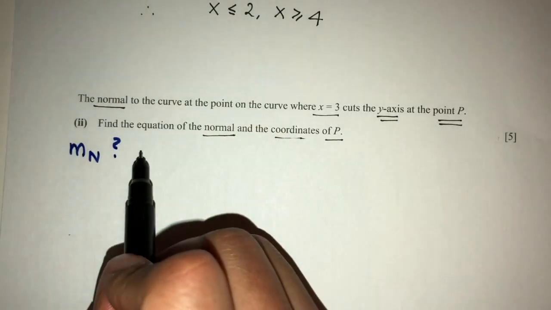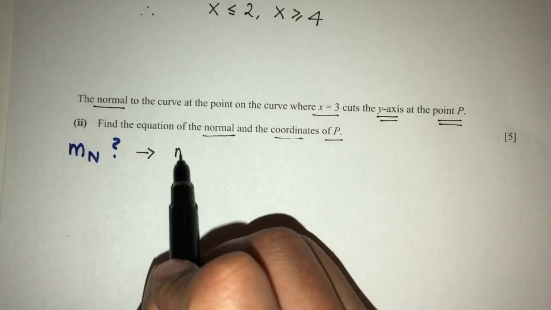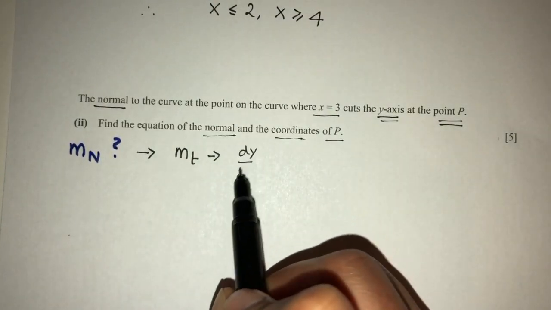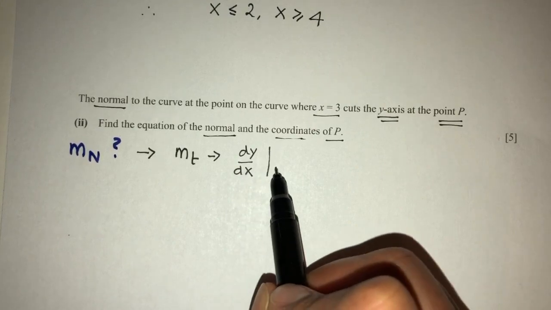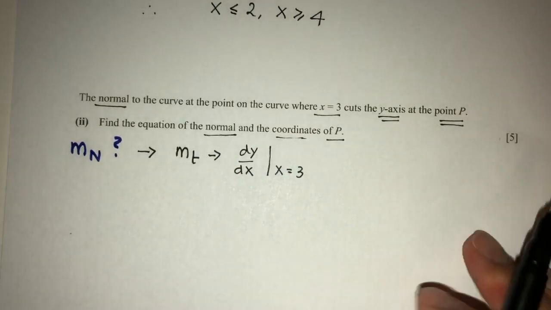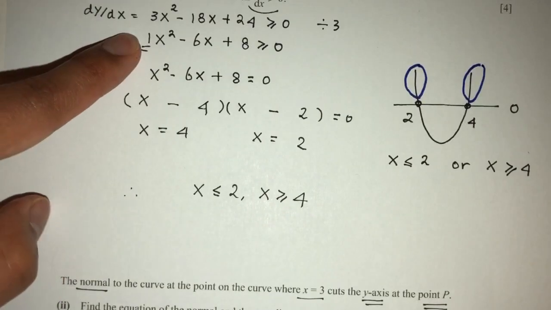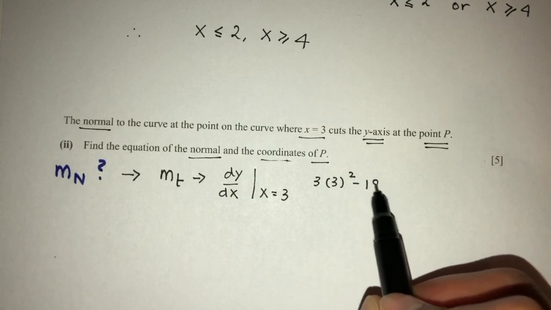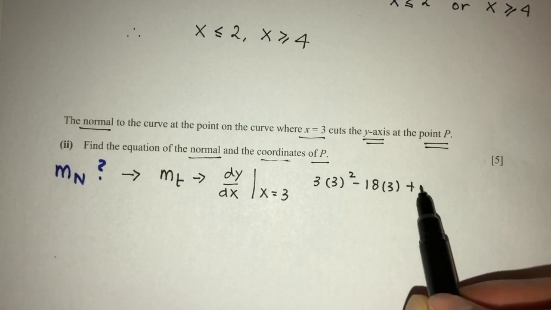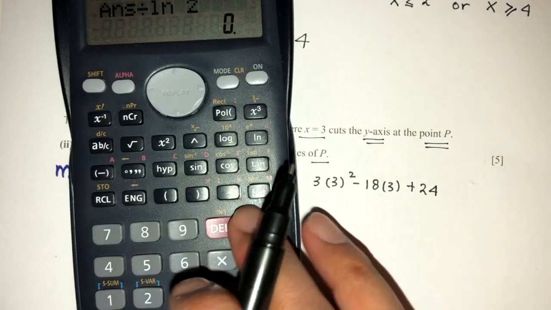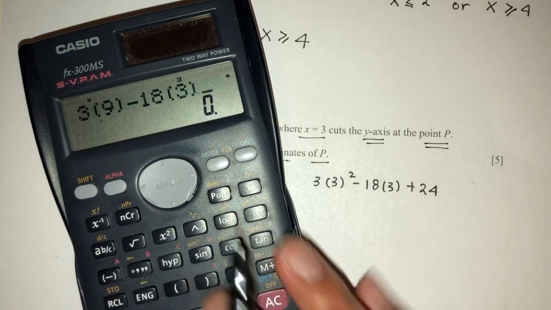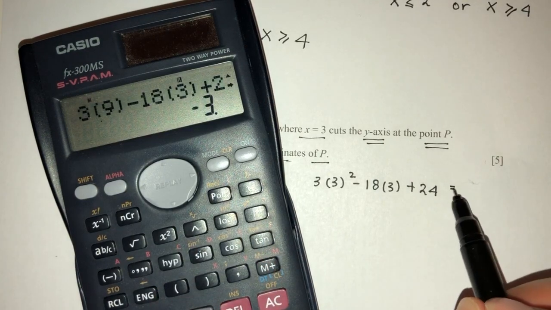And now, as always, to find the gradient of the normal, we must first find the gradient of the tangent. And this is equal to dy by dx. So we have to find dy by dx at the value of x equal to 3. So we know this already from part 1. Let's replace the value in this. That will be what? 3 square minus 18 times 3 plus 24. 3 times 9 minus 18 times 3 plus 24. That will be minus 3.